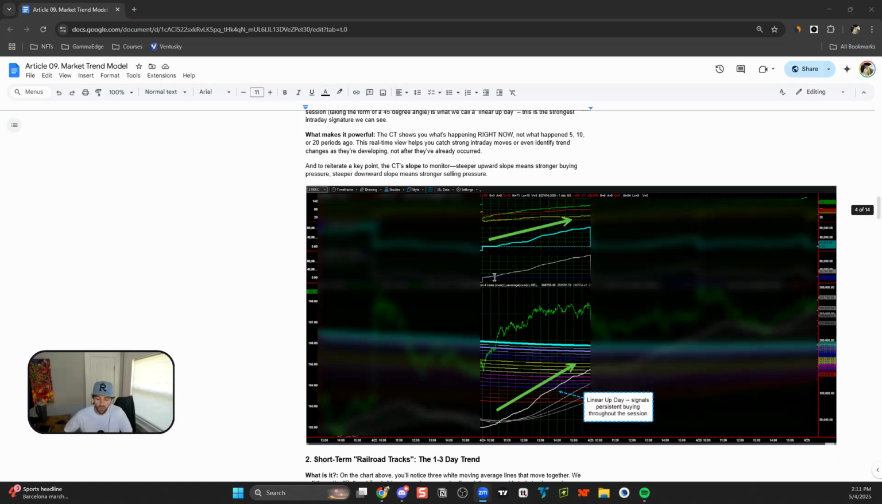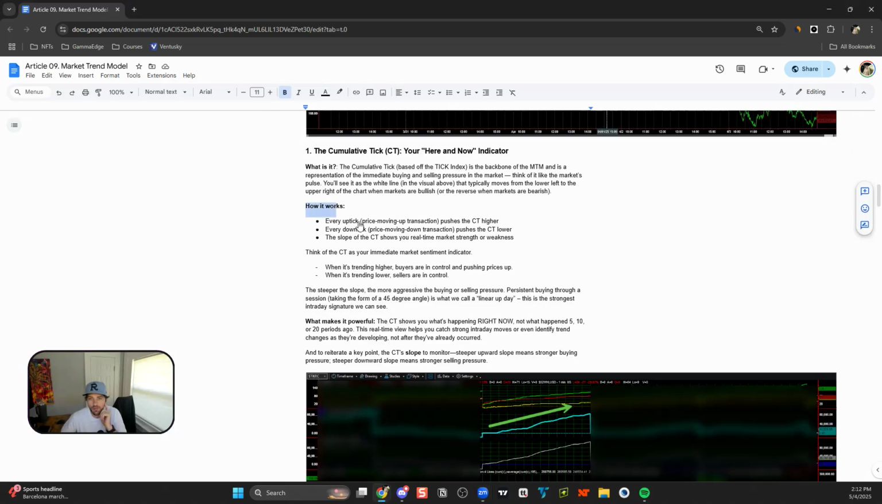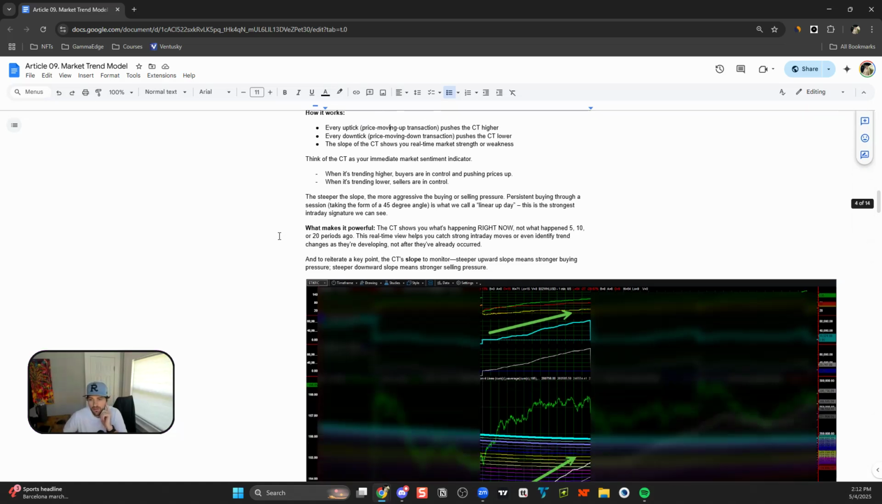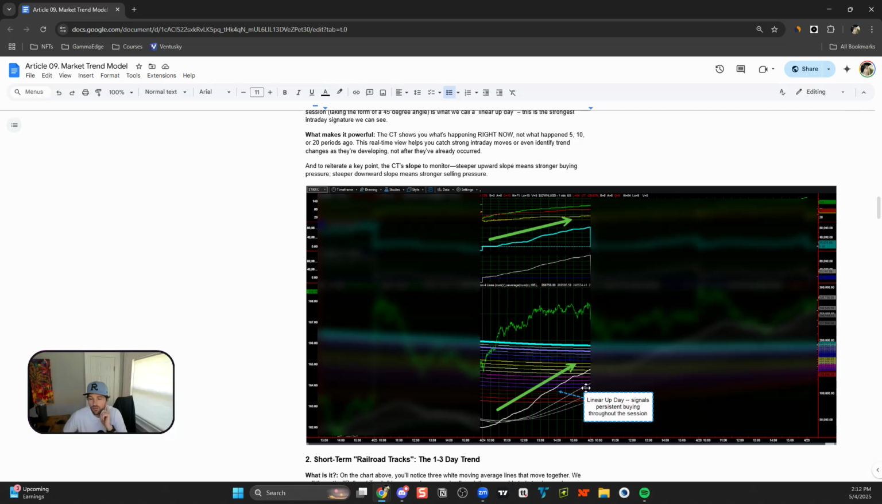From a bullish point of view, it moves from lower left to upper right, and vice versa for a bearish structure, upper left to lower right. The way it works, every uptick in the tick index is going to push the CT higher. Every downtick is going to push it lower. Then something critical is to understand what the slope of the cumulative tick is doing.